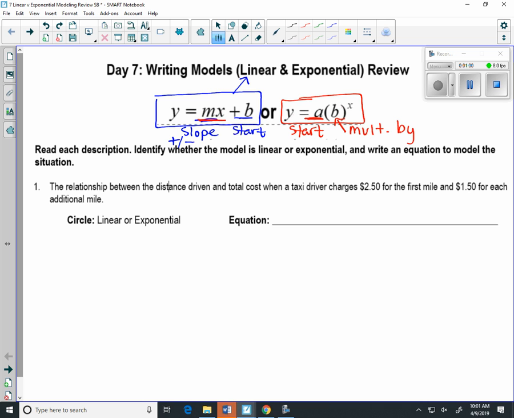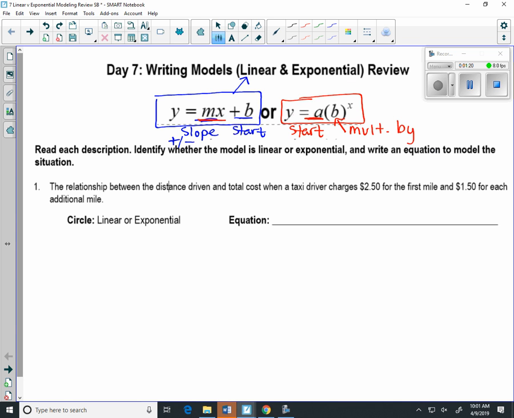You will be creating models or writing equations for linear functions and exponential functions on the OST. You know how to do it. You know how to grab information and put those numbers in the right spot. Which is why we're going to practice today. Okay.